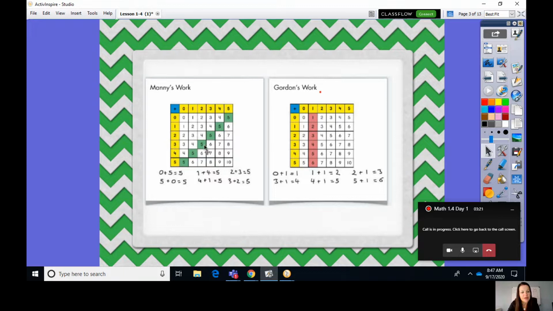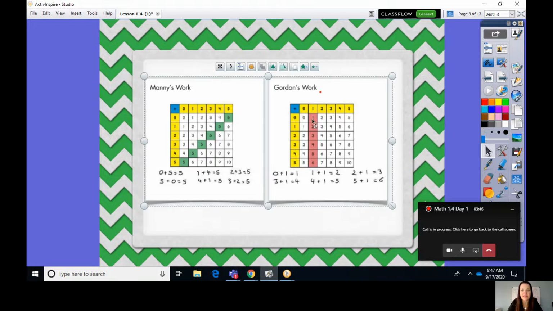3 plus 2 equals 5. 4 plus 1 equals 5. And 5 plus 0 equals 5. So this is an addend here, and this is another addend here, and these are the sums in the middle. That's what Manny did. Let's look at Gordon's work. So these are the addends here, and these are the sums.